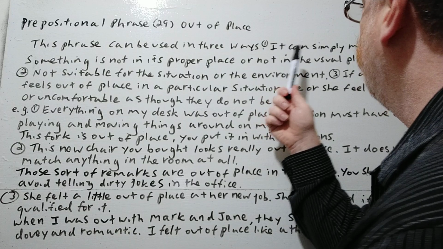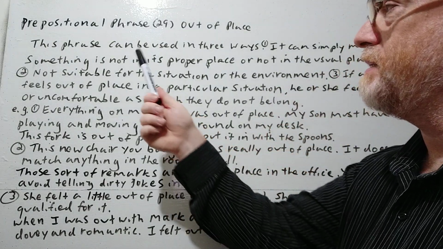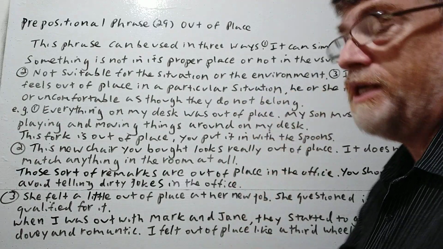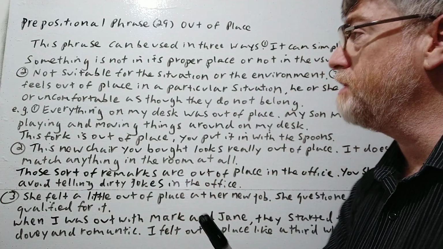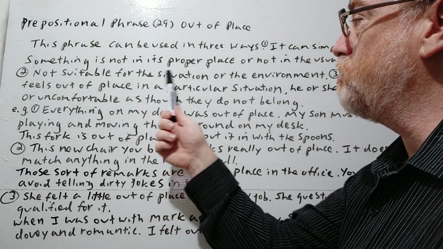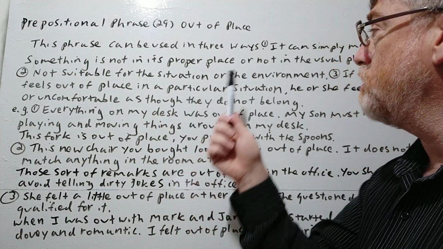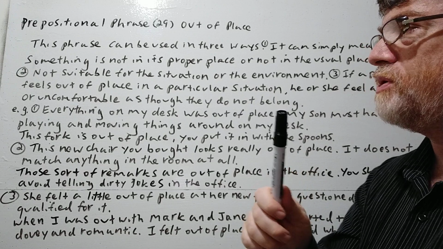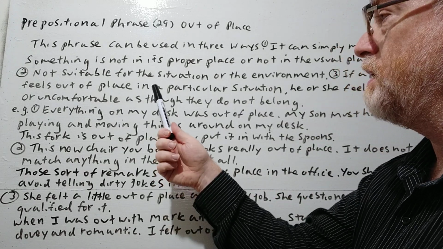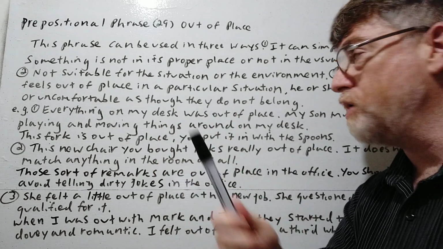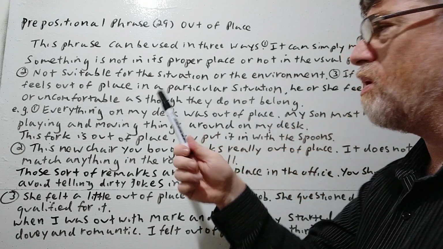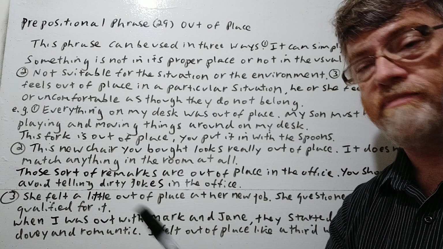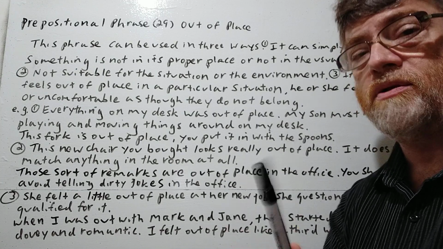So let's continue. It could simply mean that something is not in its proper place or not in the usual place. That's one way we use it. Or number two, not suitable for the situation or the environment. Number three, if a person feels out of place in a particular situation, he or she feels awkward or uncomfortable, as though they do not belong. Okay, so let's take a look at the examples.